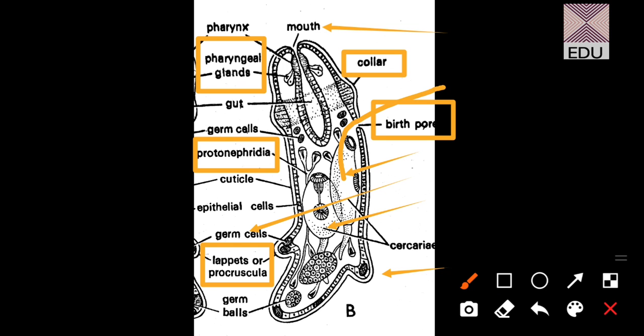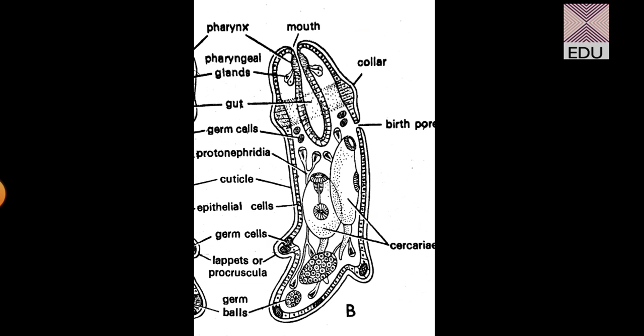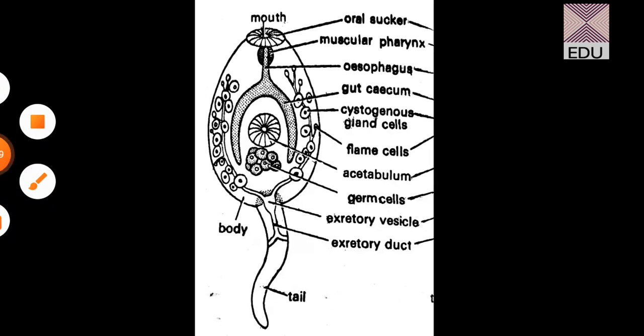Now we have the next larval stage, which is the cercaria larva. So one redia can form 14 to 20 cercaria larvae. So they come out of the birth pore of the redia. They resemble an adult. So here you can very well see that if you take the body part of this cercaria, this is very comparable to Fasciola hepatica.